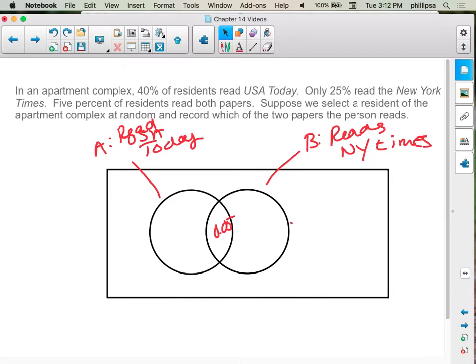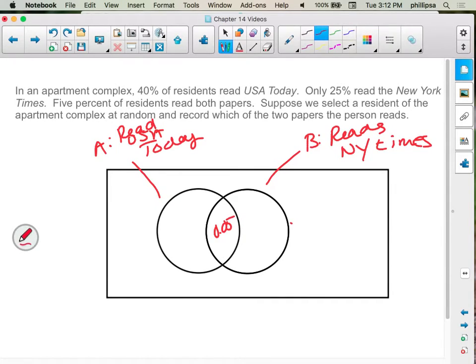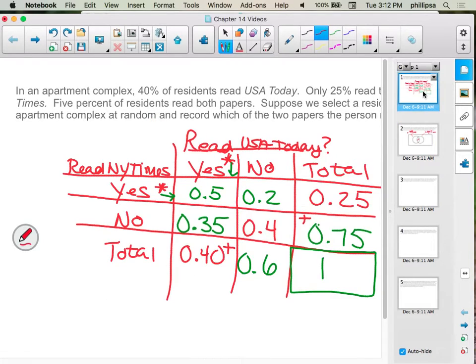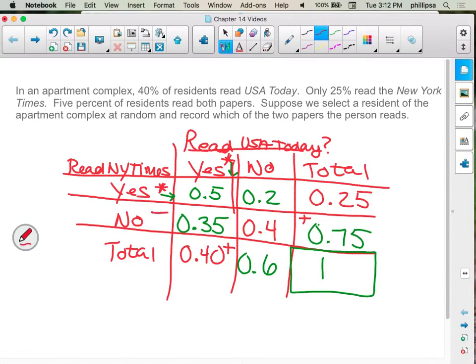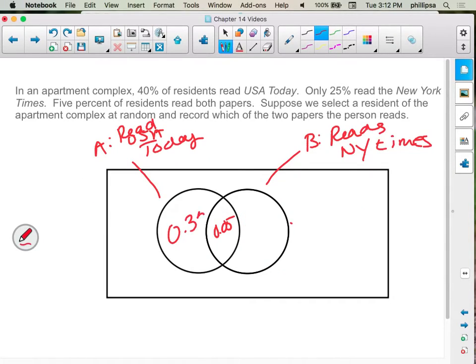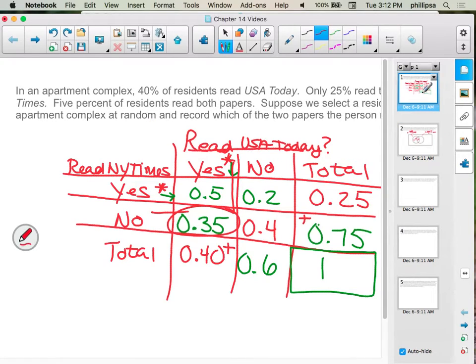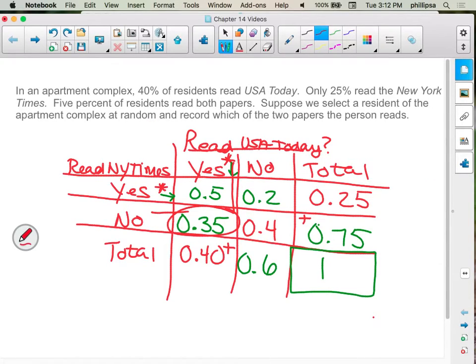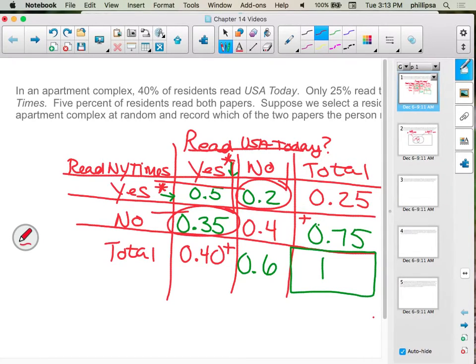You also kind of have the math already in your two-way table. So if you look at your two-way table, now you're looking for the people that read USA Today that don't read the New York Times. So yes to USA Today, but no to New York Times. That's 0.35. Right? And then back to that two-way table, assuming we already did that before the Venn diagram. The reads New York Times but doesn't read USA Today. So that's yes to New York Times but no to USA Today. So then that would be 0.2.